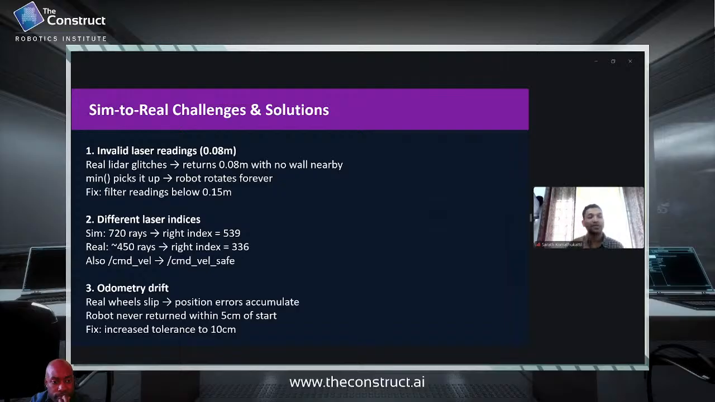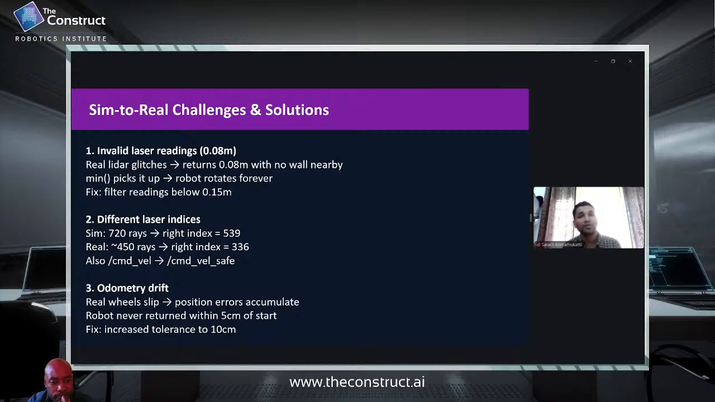And the challenges I have faced was the invalid laser readings. That was on the real robot. I believe it's due to some technical glitch. It was showing a false reading like 0.8 meter. So I had to bypass that, and I added a statement to remove the 0.8 meter readings, filtering out the false readings.